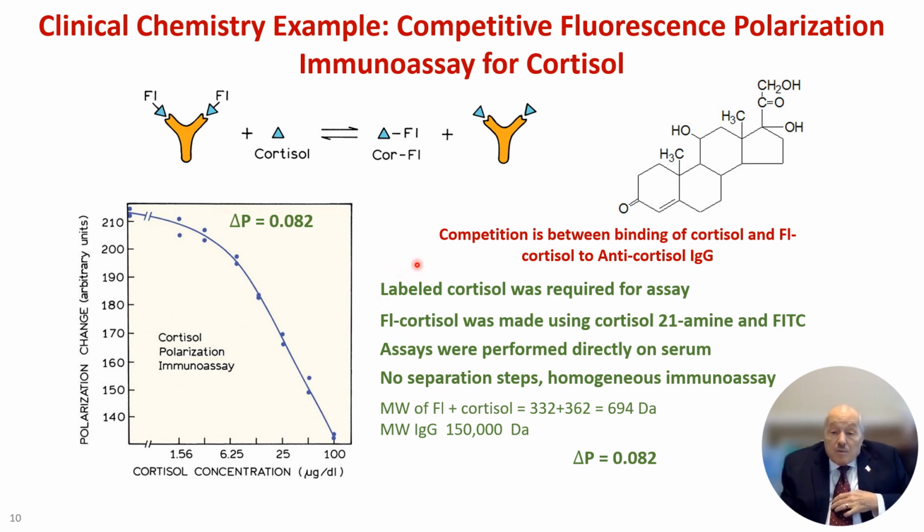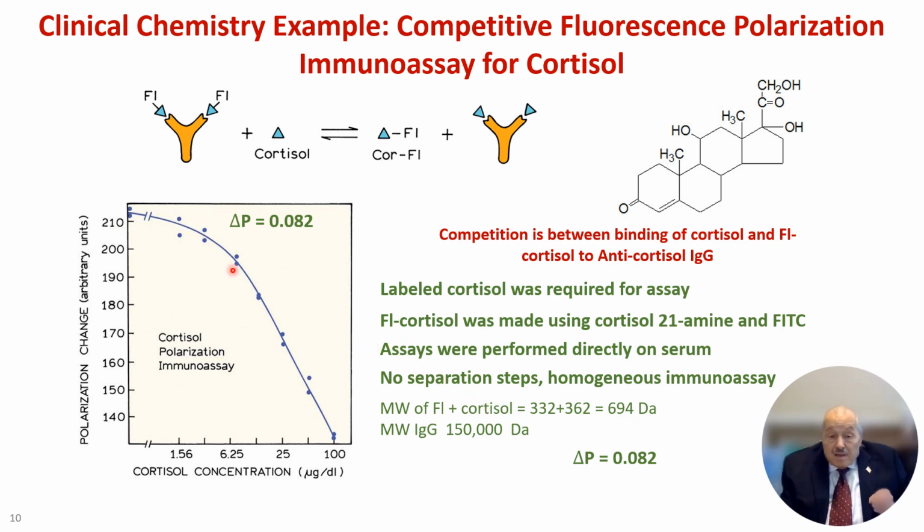So what was required to do this assay? First of all, you had to get a cortisol analog. So you had to figure out how to make that. And in this case, it was made by an amine derivative of cortisol reacted with fluorescein isothiocyanate. The assays were performed directly on serum. So this is a homogeneous assay. And the important thing is no separation steps were required to do this assay.